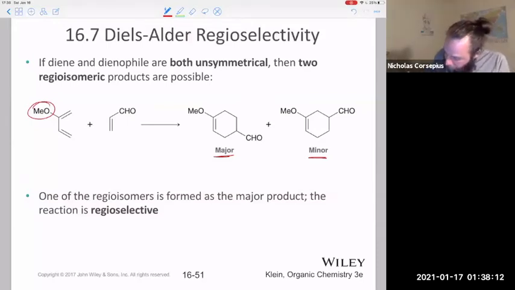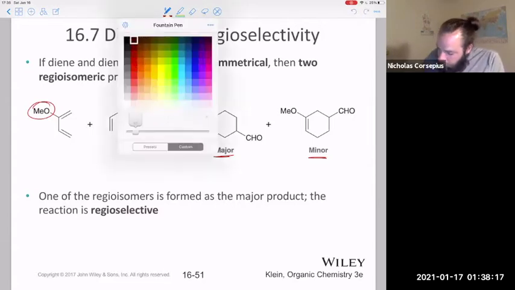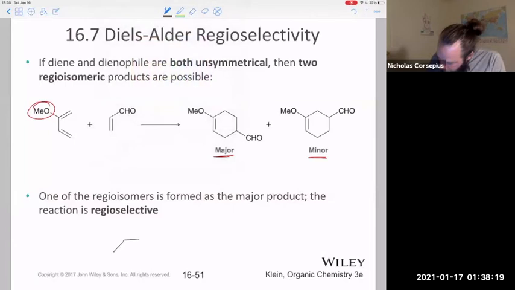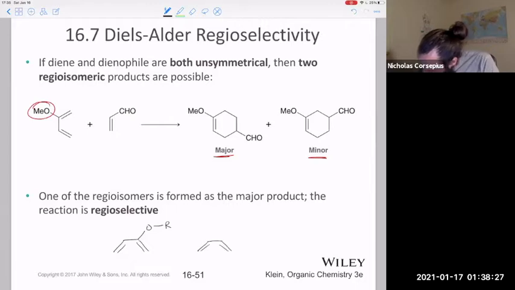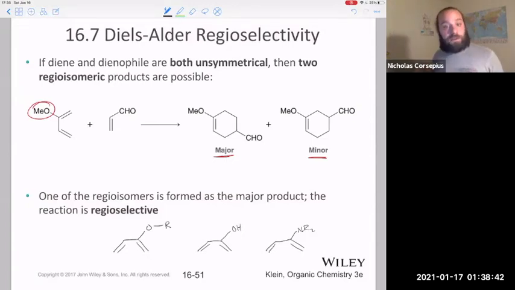So let me just give some examples of electron donating dienes. That would be something like an ether, an alcohol, or an amine of sorts, whether it's primary, secondary, tertiary. All of those groups have a pair of electrons to donate, and they're really going to lead to the regiospecificity of these reactions.